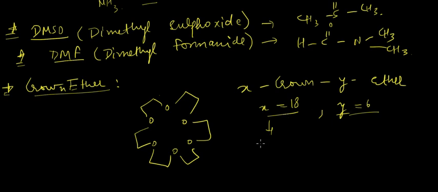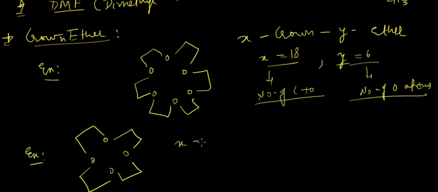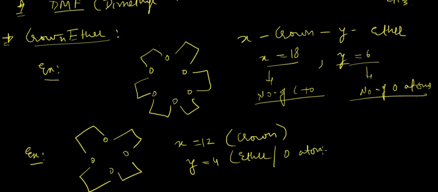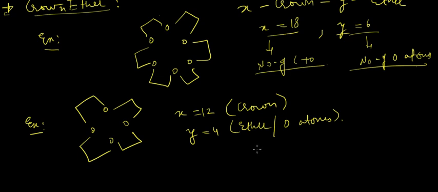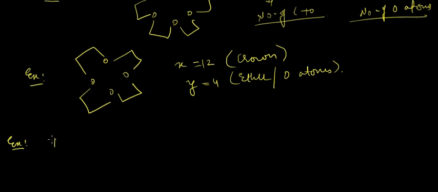So X is the number of carbon plus oxygen atoms, and Y is the number of oxygen atoms. Okay, similarly we have this structure, and another example where X here is 12. X is the number of crowns, and Y is for ether groups, ether or oxygen atoms. Okay, so basically crown ether is used to trap cations in any solution or reaction. Similarly, DMSO is also used.